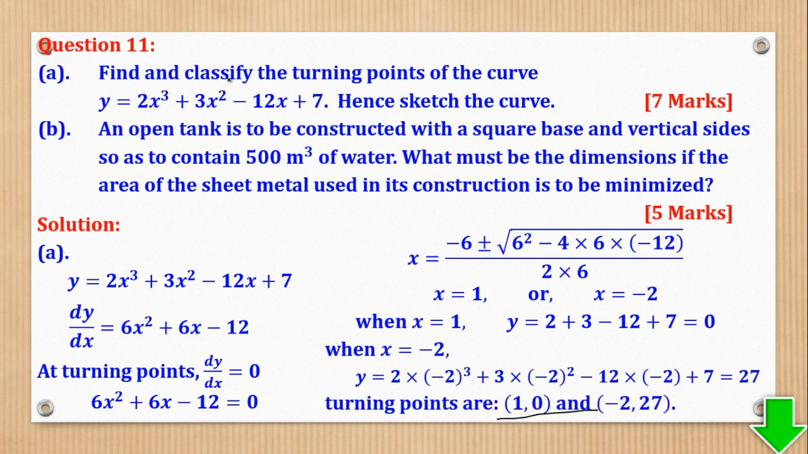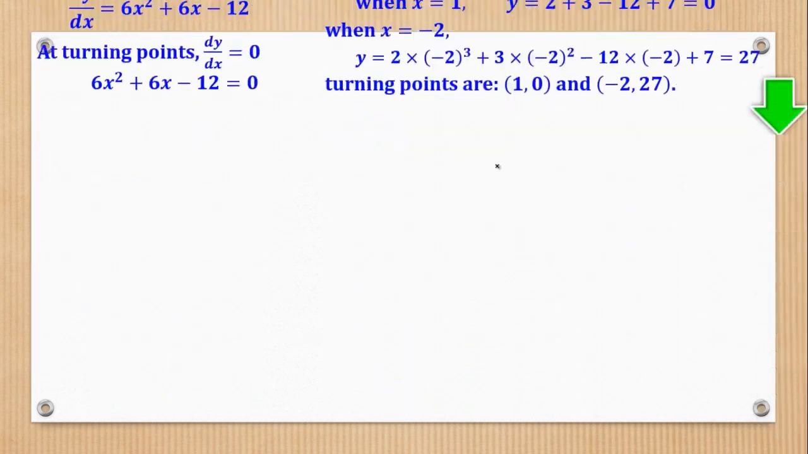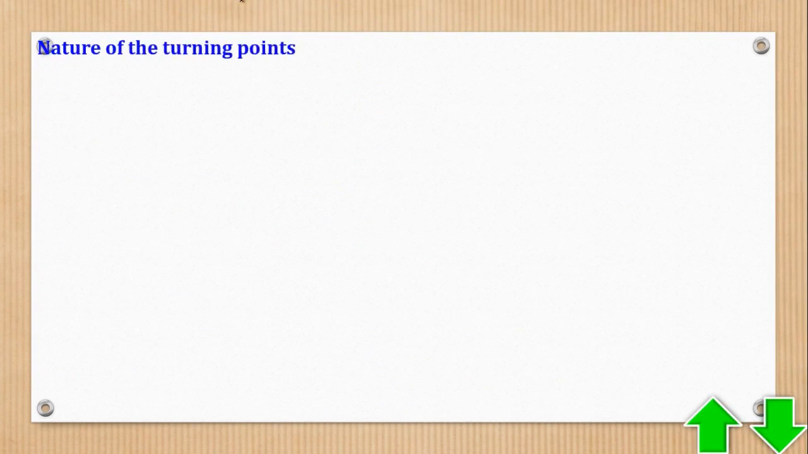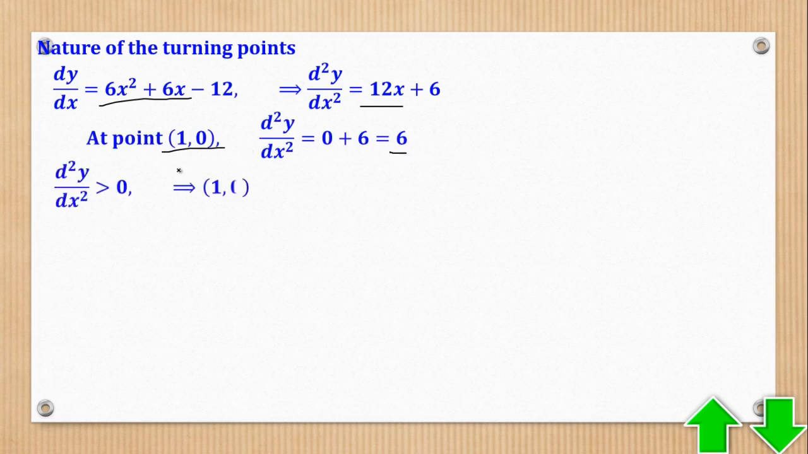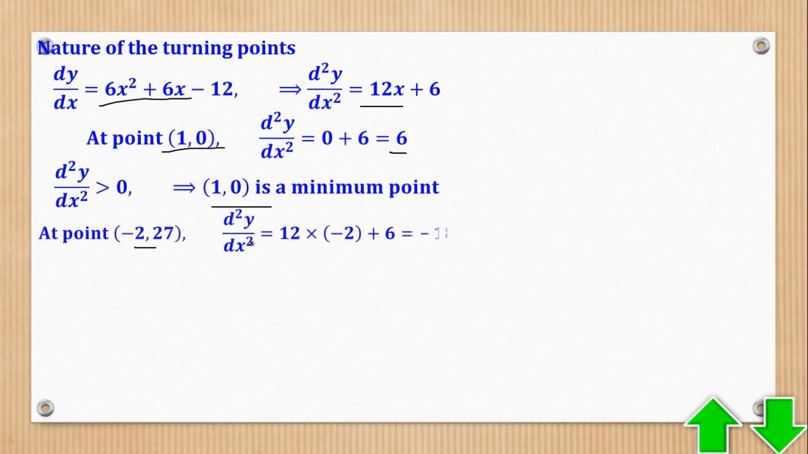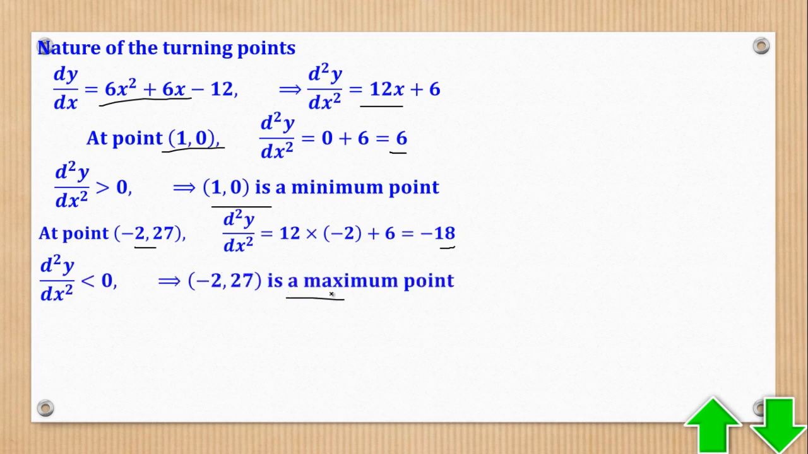So we have got the turning points, but we have to classify them. Which one is maximum, which one is minimum. So I'll come here and say that this is the first derivative, the second derivative will be this. Therefore, at this point, the second derivative will be positive. Because it is positive, it will be a minimum point. Then at this point, the second derivative is negative. And because it is negative, it will be a maximum point. So there we have classified.